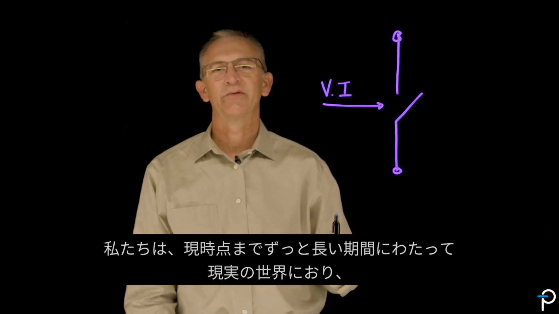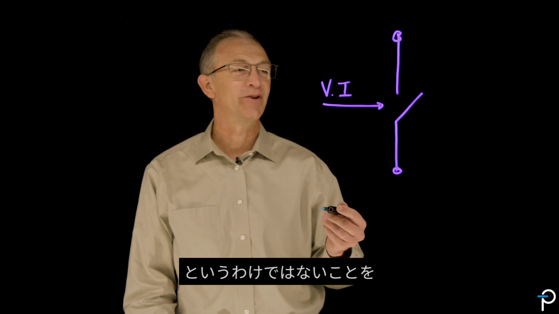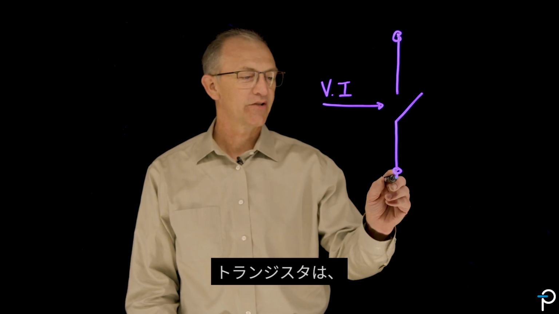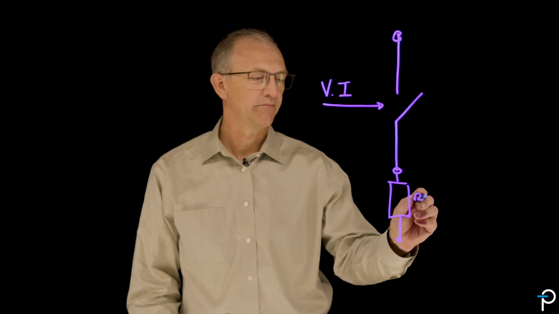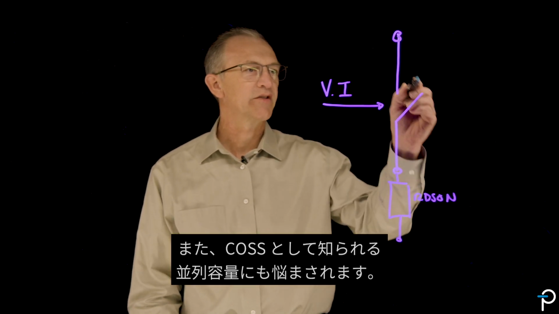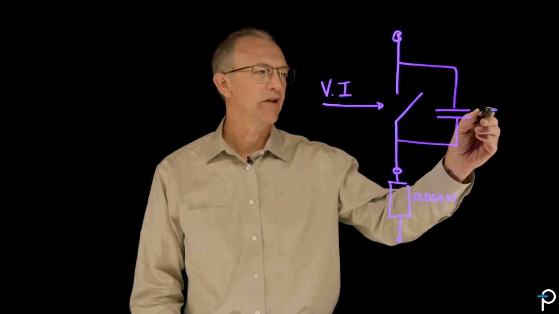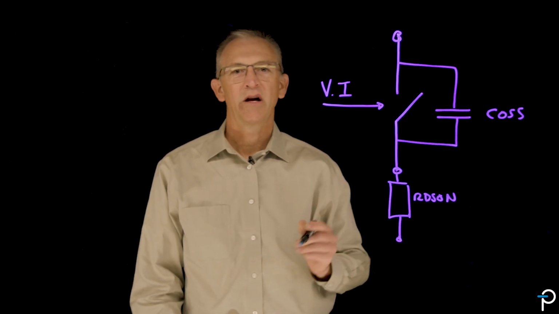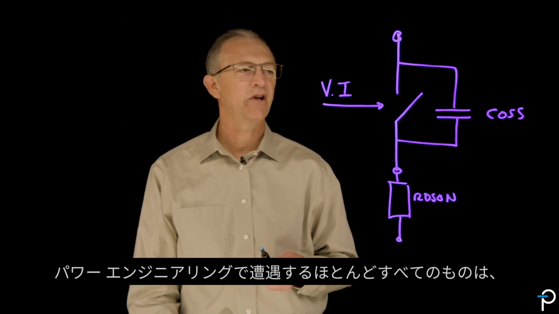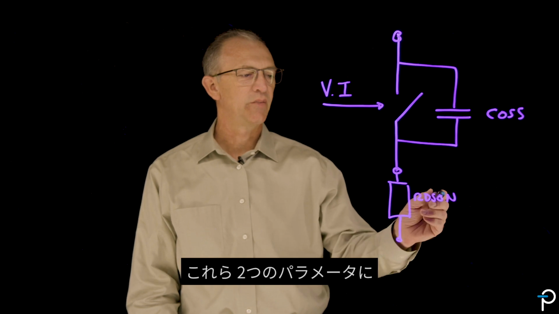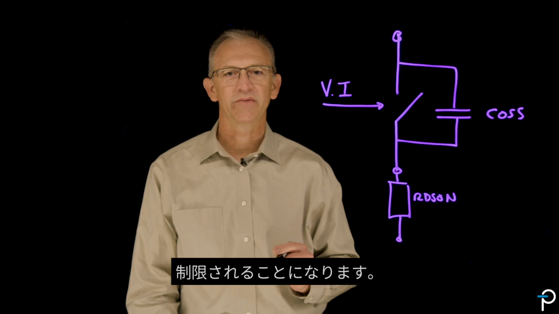Now, we've been in the real world for a long time at this point, and we know that this is not a really very good model of a transistor. Transistors suffer from series impedance, known as RDS(on), and they suffer from parallel capacitance, known as COSS. And most power supply designs, topologies, architectures, almost everything you come across in power engineering is going to be concerned with and limited by these two parameters.